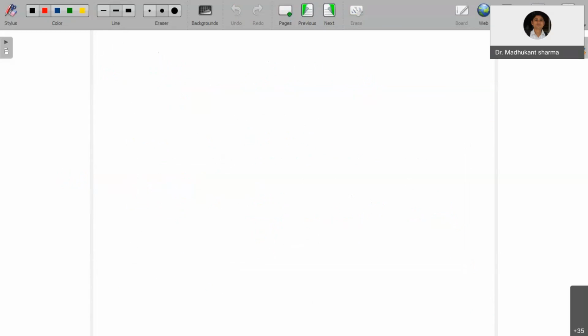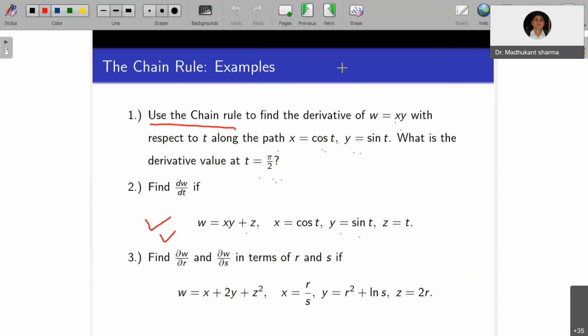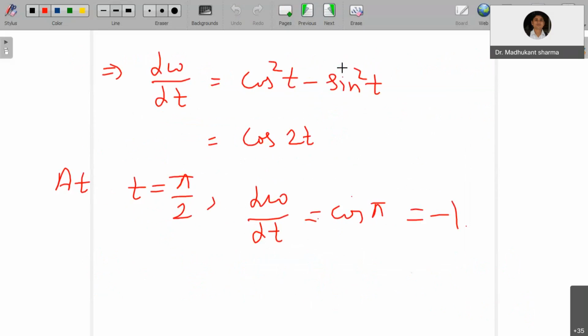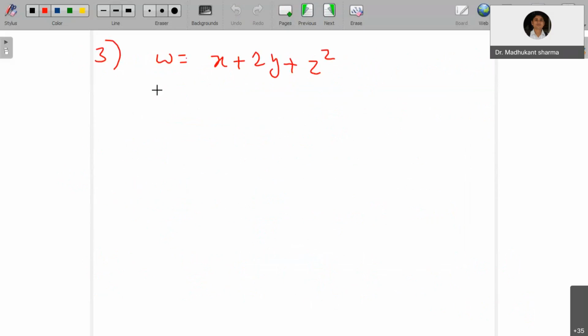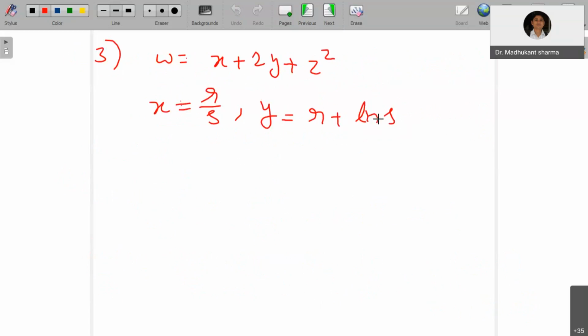Okay, so let me take this third question. W equals x plus 2y plus z squared, right? Where x equals r by s, y equals r squared plus ln s, and z equals 2r.